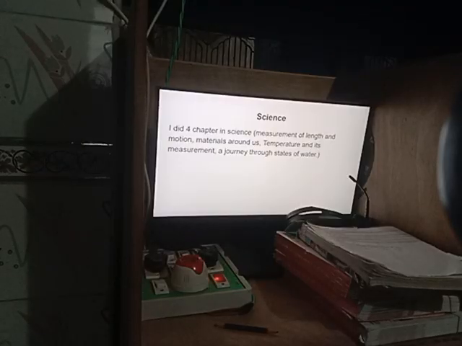Mass, matter, volume, material, translucent. Anything else in that chapter?